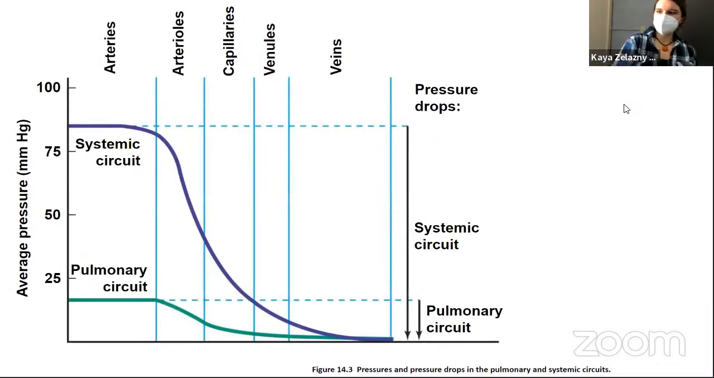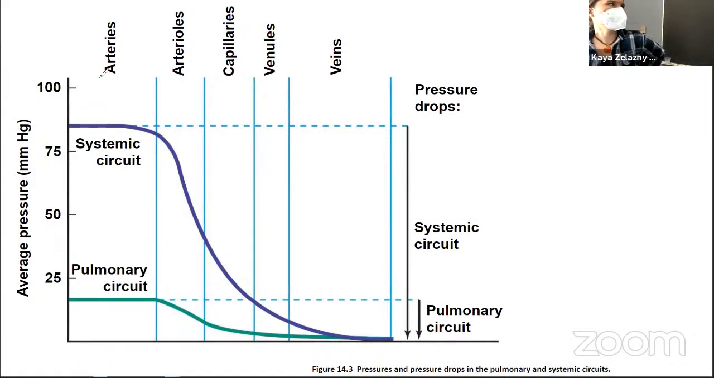All right. So here we're taking a look at the pressure across the systemic circuit and the pulmonary circuit. What we have listed out along our x-axis are the different types of blood vessels, the different parts of the vasculature. We're starting with our arteries. Maybe I'll number them for us. Number 1, we have our arteries, and then blood would flow into the arterioles, which are smaller.